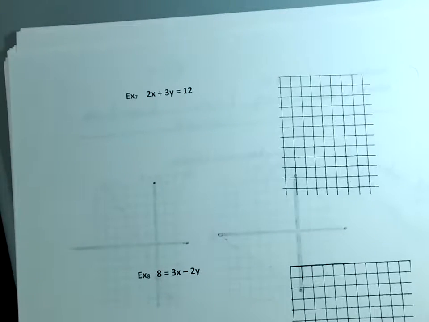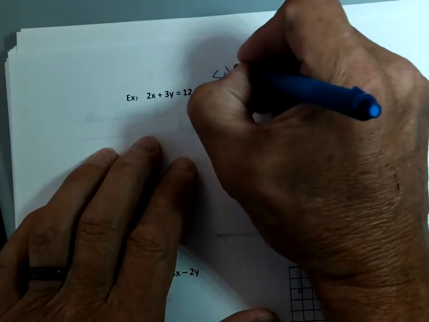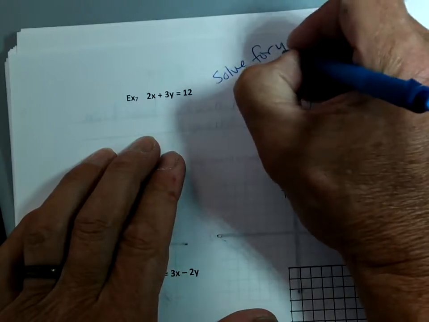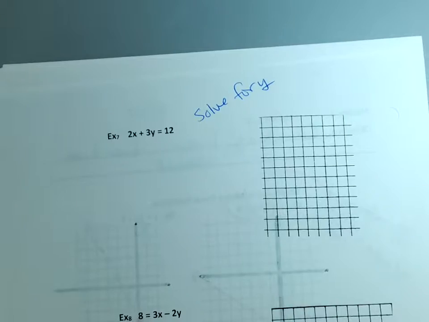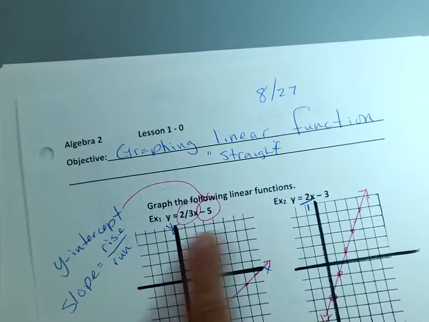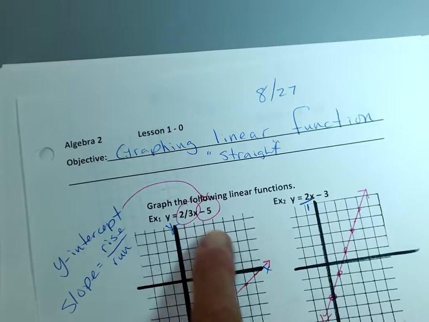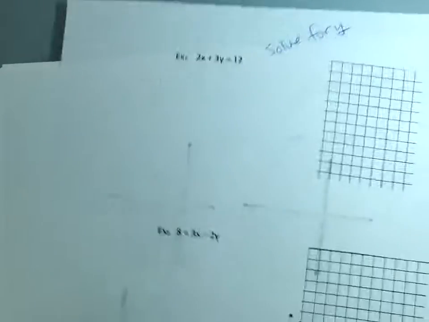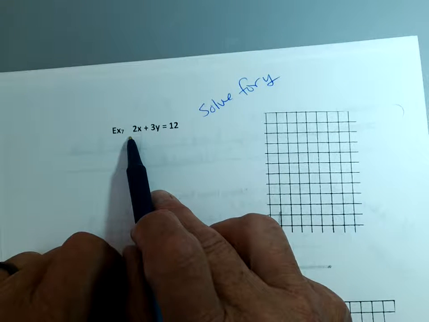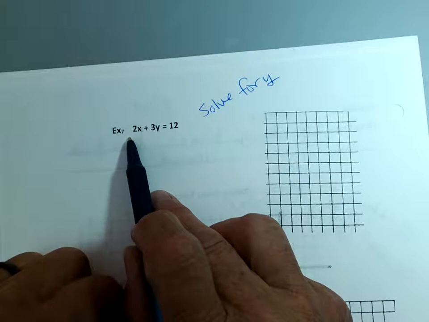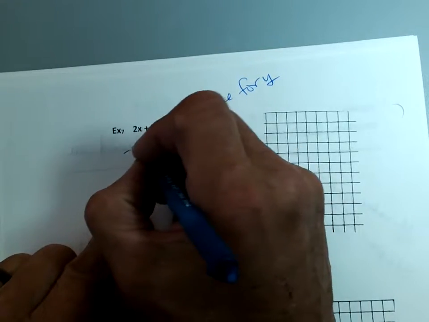Now, example 7. I need to solve for y. Okay, write that down. I need to solve for y. So I need to say y equals blah, blah, blah. Already done? Nice job, Isaac. So to solve for y, it means this. Here's my y. Let's get rid of the 2x. How do I get rid of the 2x? Subtract. Good, minus 2x, minus 2x.